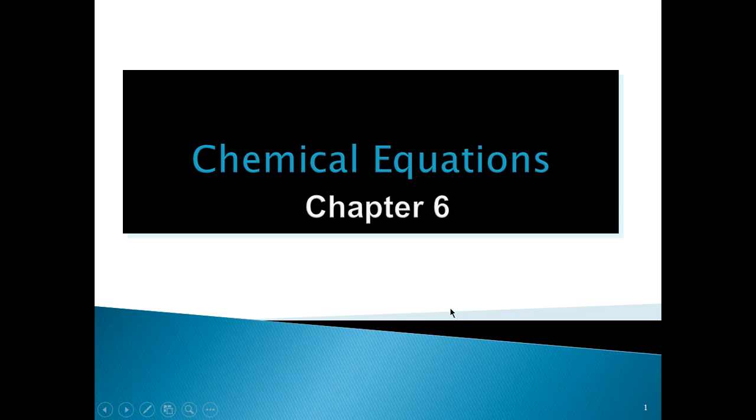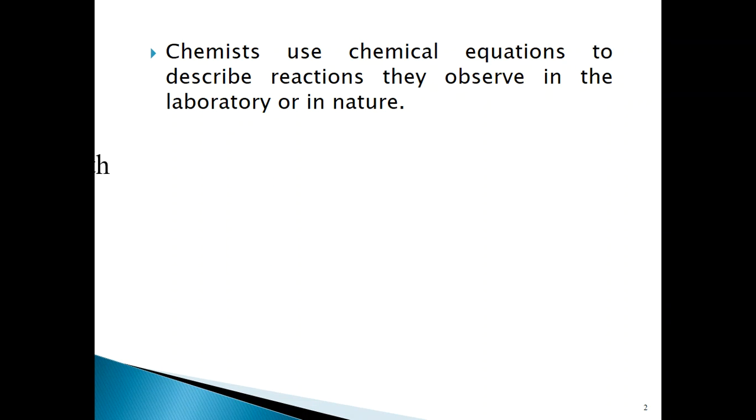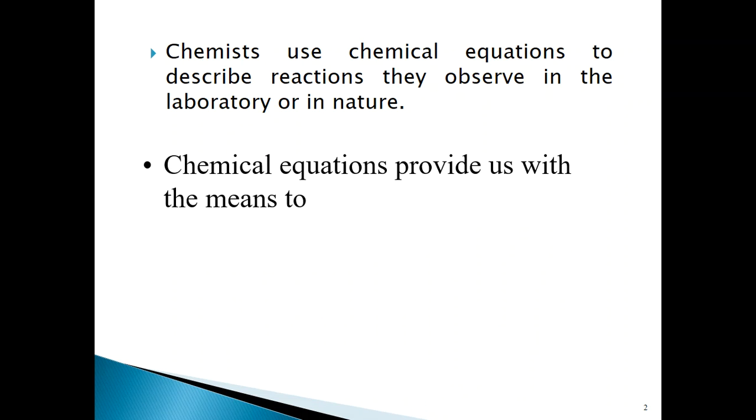Okay, so today we're going to start with chapter 6, and in chapter 6, our focus will be on chemical equations. All right? So, in chemistry, we use chemical equations as a shorthand way of representing what is happening in a chemical reaction. It's more convenient for us to use chemical equations because, as you can imagine, writing out a reaction in words will be a bit cumbersome.